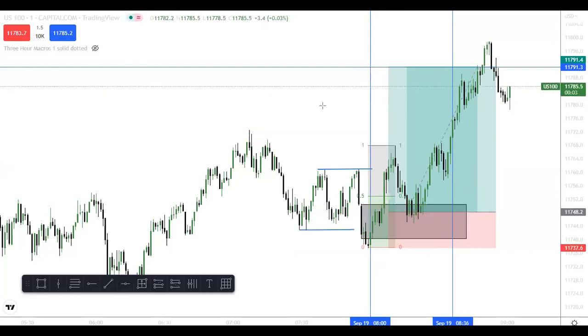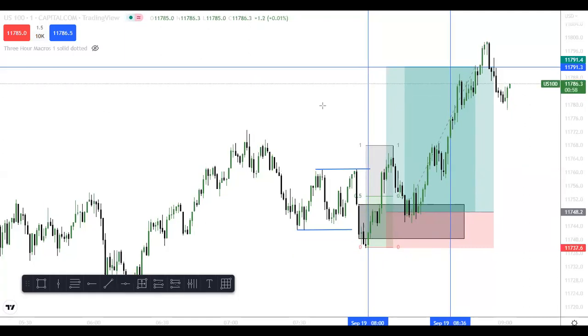Let's see what's in the chat and then we'll jump to our next chart. Does the order block have to close below or above the value to be valid? By definition of what an order block is, you don't need a close, you need a trade through.